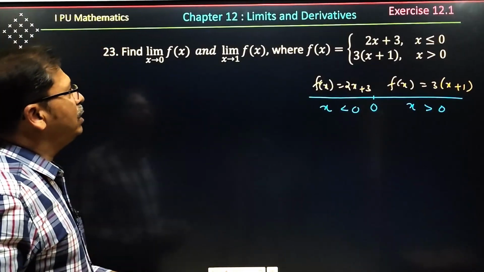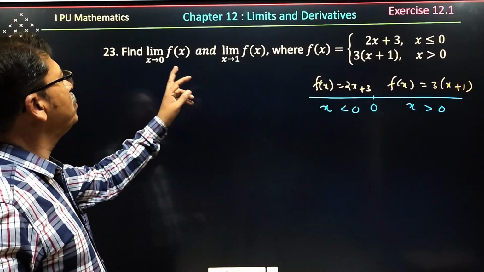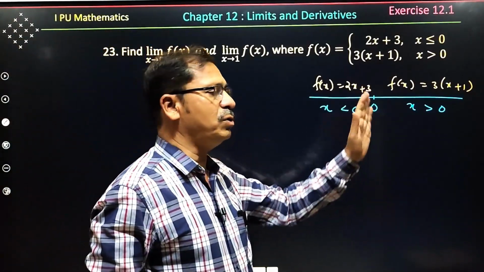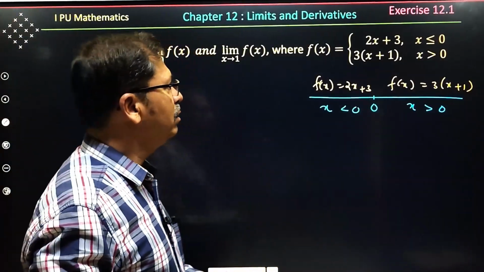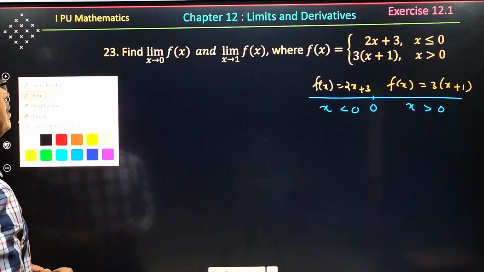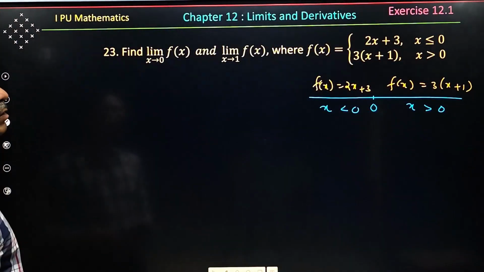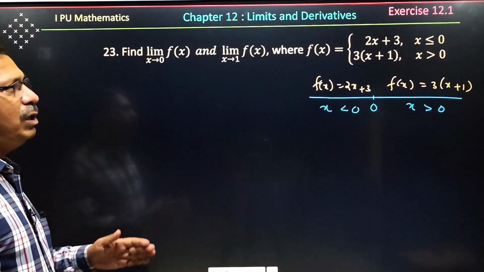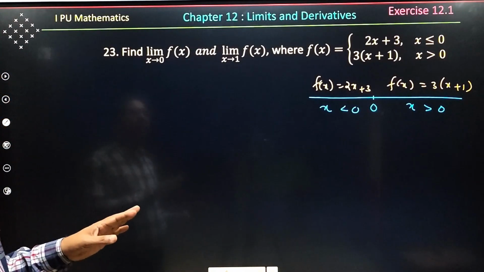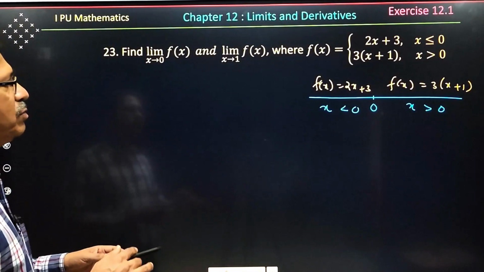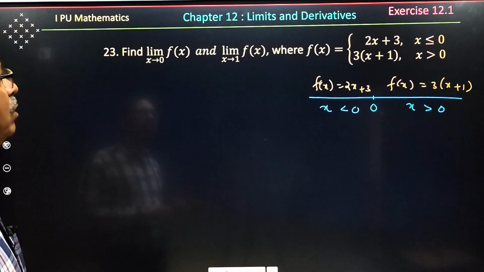First of all, let me calculate the limit as x tends to 0 of f(x). That means in the neighborhood of 0, you need to find the limit value. Limit as x tends to 0 of f(x) means the left hand limit and right hand limit in the neighborhood of 0 need to be calculated. That gives you the value of the limit.